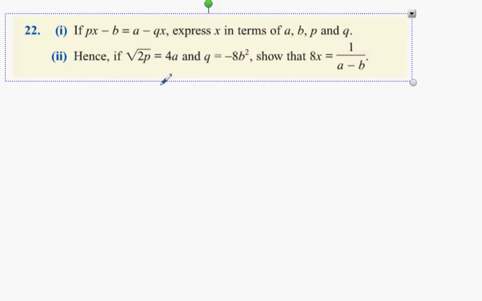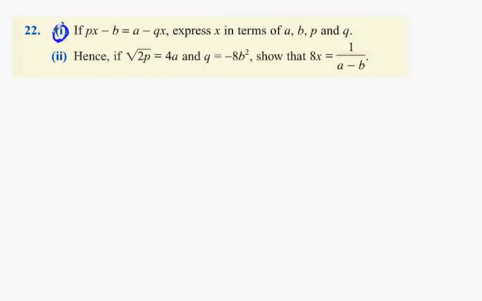Now, question 22. If px minus b equals a minus qx, express x in terms of a, b, p, and q. Which letter do we want on its own? X. How many x's are there? There's two of them, isn't there? Anything that has an x goes to the left. Anything that hasn't got an x in it goes to the right. So, left, right. Px plus qx equals a plus b.